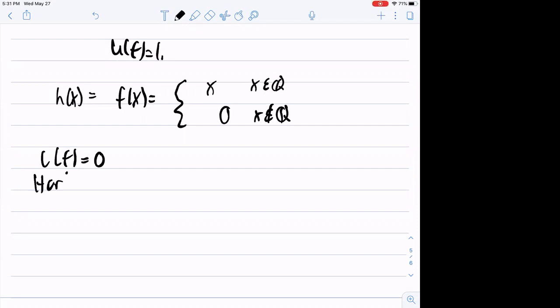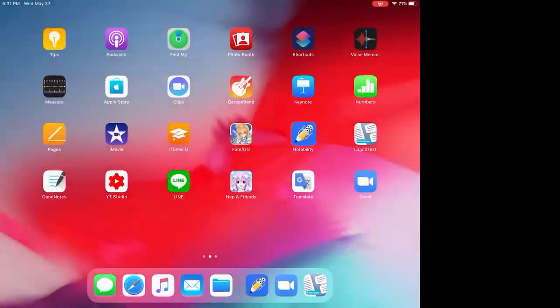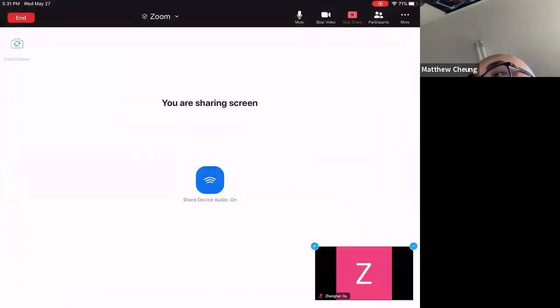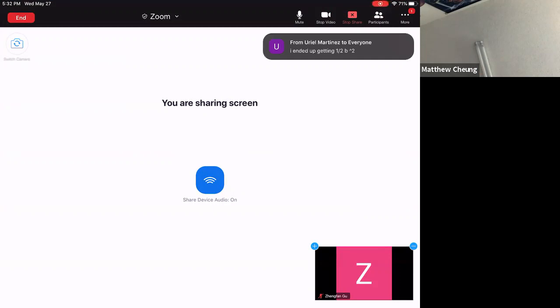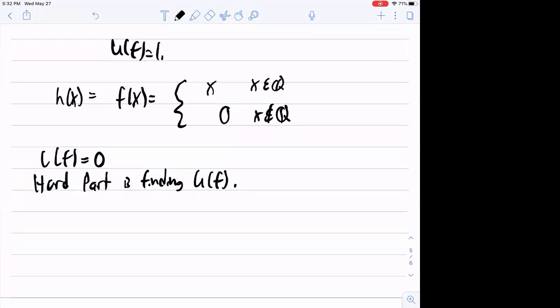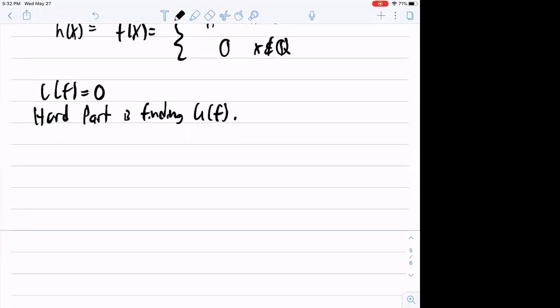The hard part is finding U of f. Was anyone able to do this? So this is actually a bit difficult. Did anyone do that on their homework? Because you can show it's, yeah, but what you end up doing is basically, let me just write something like this.